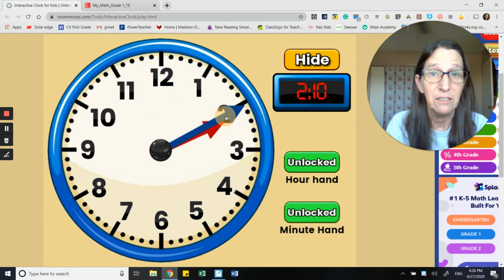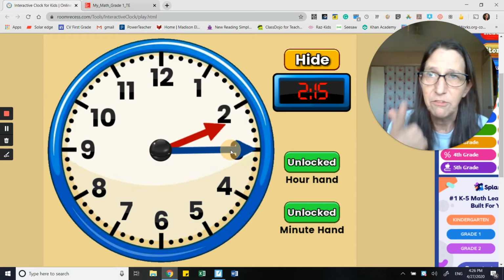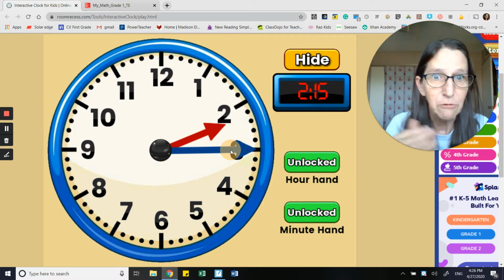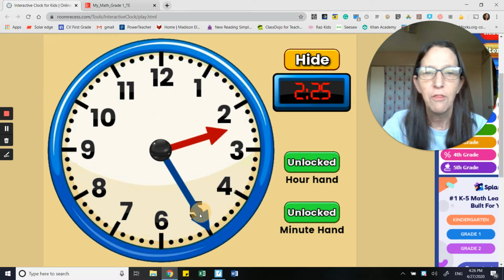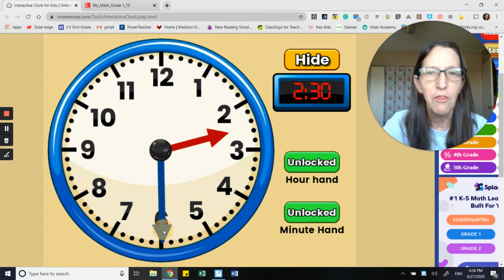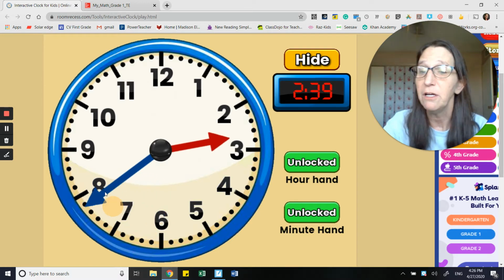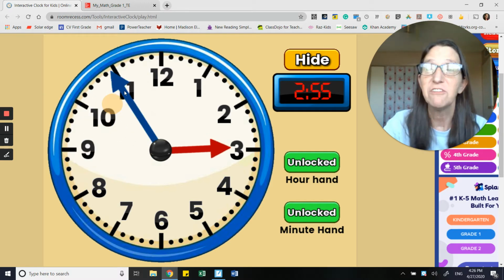10 minutes. 15 minutes. Remember when we learned how to count by fives? 5, 10, 15, 20, 25, 30, 35, 40. That's why we learned how to count by fives, because it'll help you when you're telling time. 20 minutes, 25 minutes, 30 minutes, 35 minutes. I want you to watch carefully. 40 minutes, 45 minutes, 50 minutes, 55 minutes.